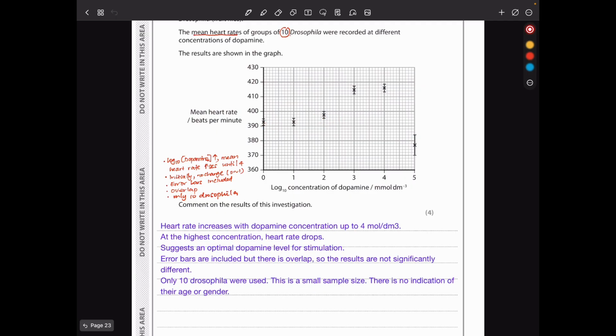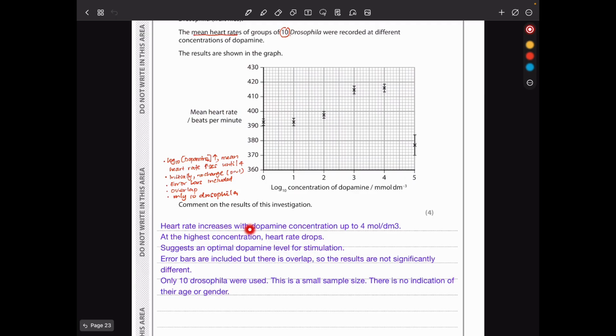Error bars are included, meaning repeat experiments were carried out. There is overlap here, within these two, so some of these results are not significantly different. So there's a comment on the results of this investigation.